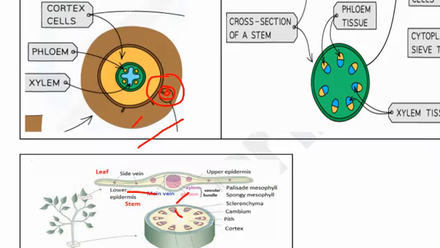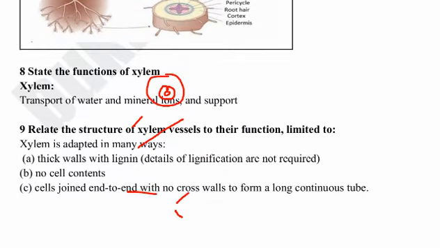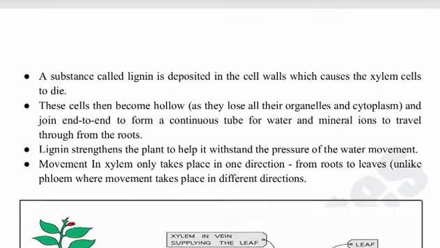So as we have already discussed, the xylem helps in the transport of water and mineral ions, and it provides support to the plant because it contains a pigment that is basically called lignin. If we're going to discuss the structure of xylem, let me show you through the diagram.